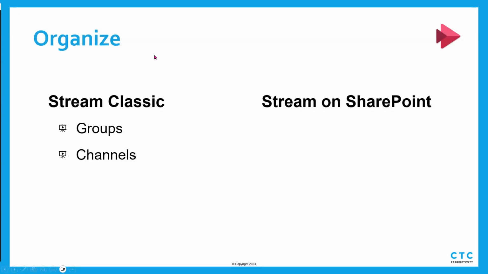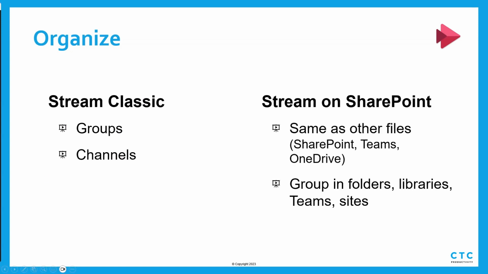The organization, and again, I've alluded to this and talked about it. How do you organize? On Stream Classic, you organize by those groups and channels, and that's it. And Stream on SharePoint, as I mentioned, is the same as all the other files: SharePoint, Teams, OneDrive, groups and folders. In addition, you can create a folder and call it whatever types of videos and put them in there. You can create a separate document library and put them in there. Share them in your Teams or on your sites.